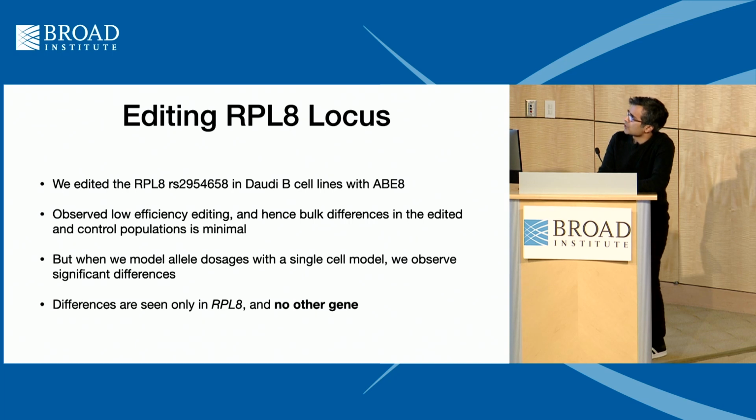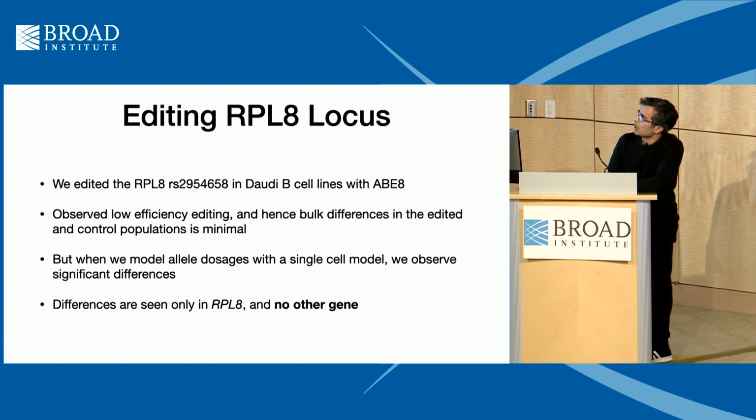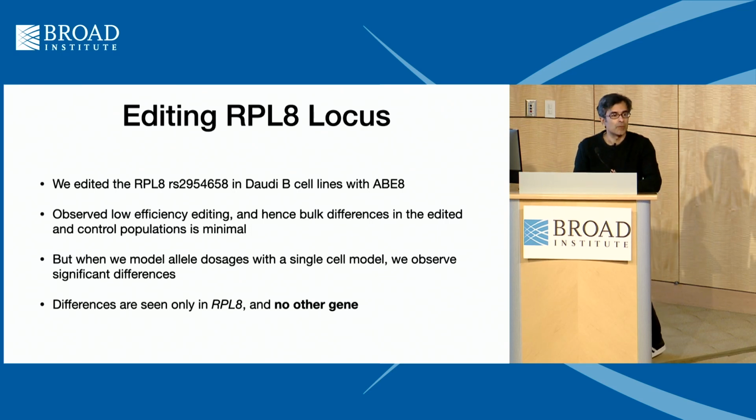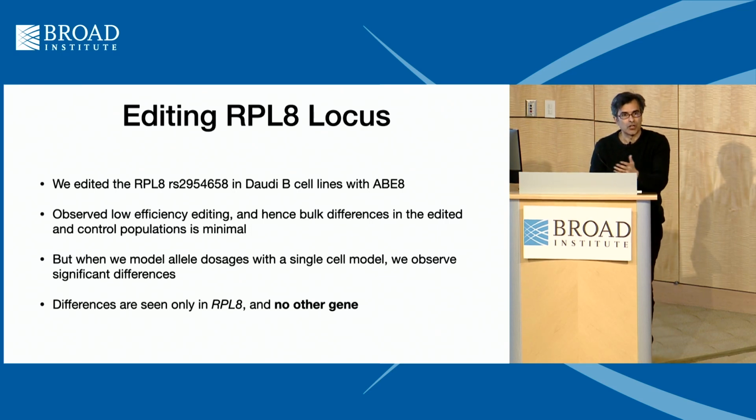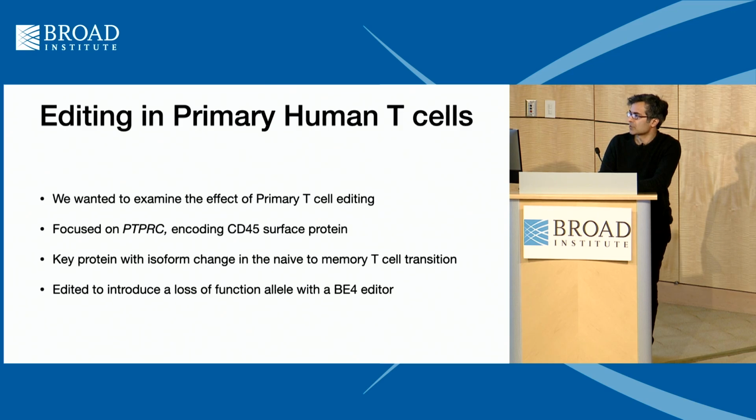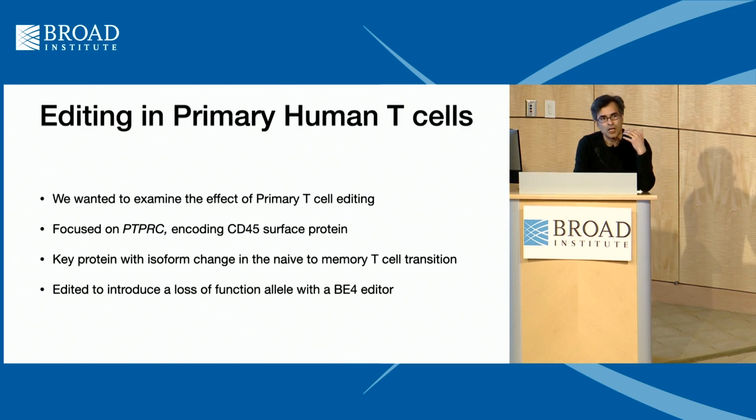So just to summarize, we edited this RPL8 variant in Dowdy B cells with ABE8. We observed low efficiency, and hence bulk differences in the edited and control populations are minimal. But when we model allele dosages with a single cell model, we see significant differences. And the differences are only seen in RPL8 and no other gene, arguing for the ability to find very specific effects. All right, so that was a cell line.